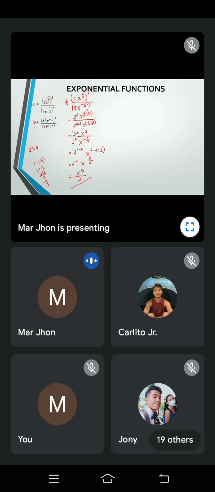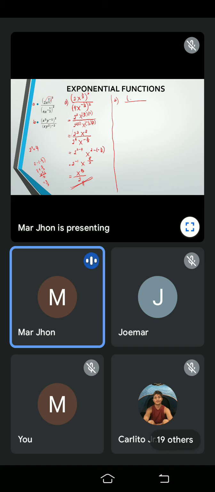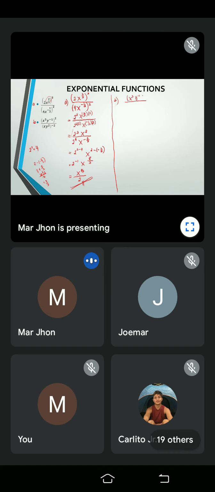So, problem B. Very easy. So, letter B: x cubed y to the power of negative 1, then raised to the power of 2. Then we have x y squared, then raised to the power of negative 2.